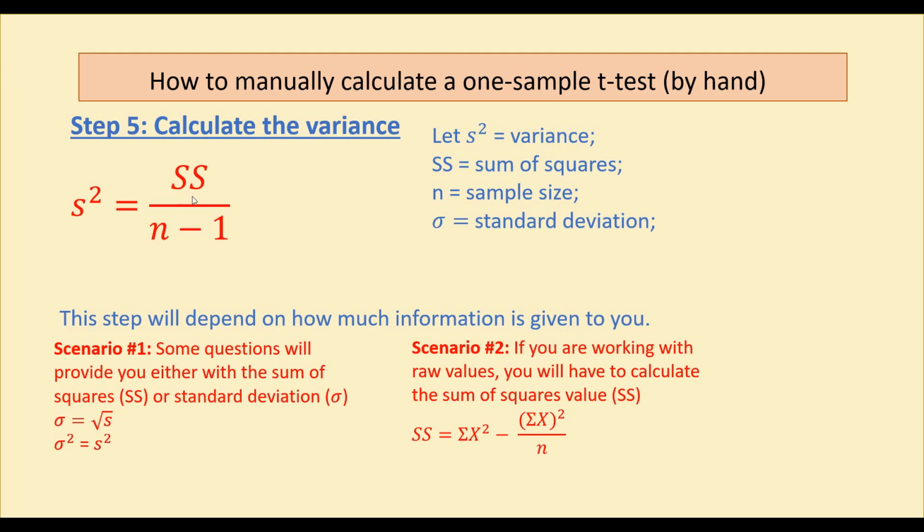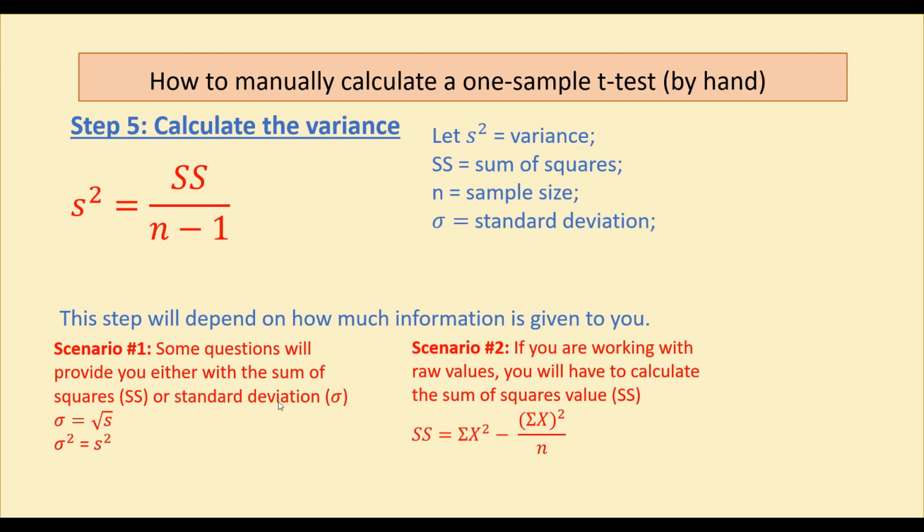So the sum of squares, if you're doing questions within a textbook, most likely it's going to provide you with the sum of squares value. If it doesn't provide you with the sum of squares value, it might present to you something such as the standard deviation. In either situation, these two values can be worked. They almost reflect one another.